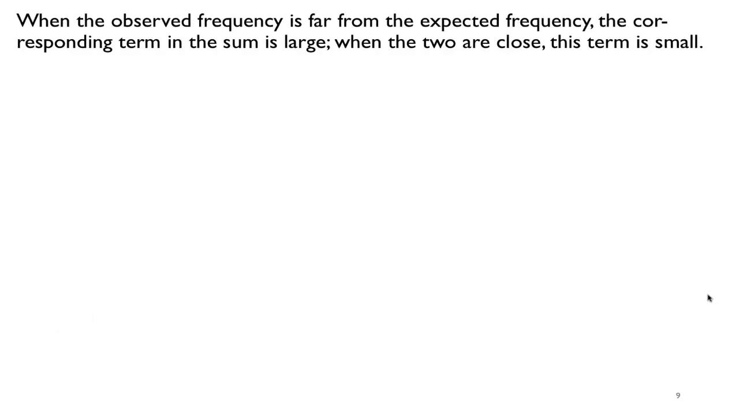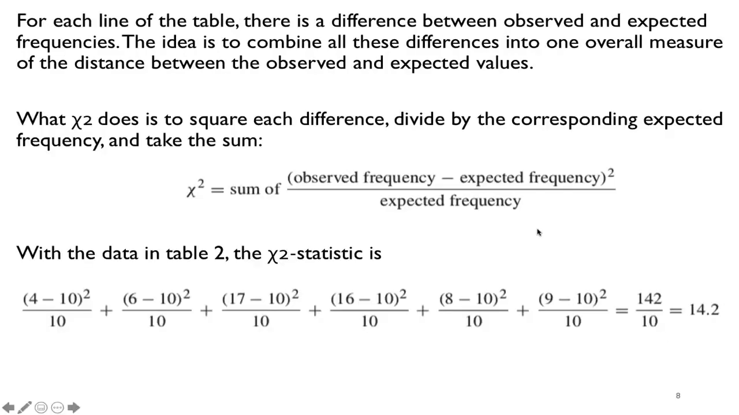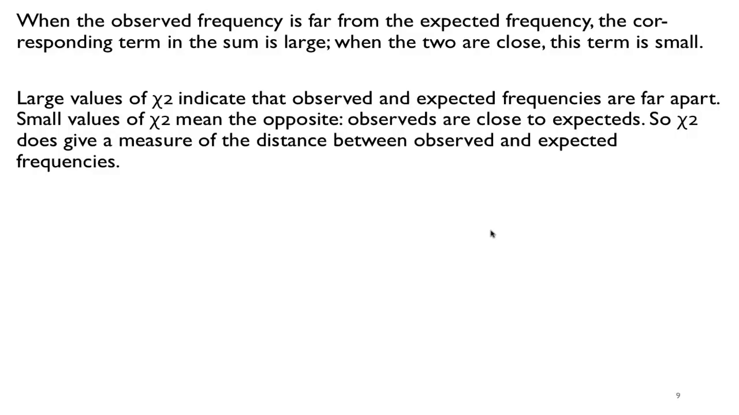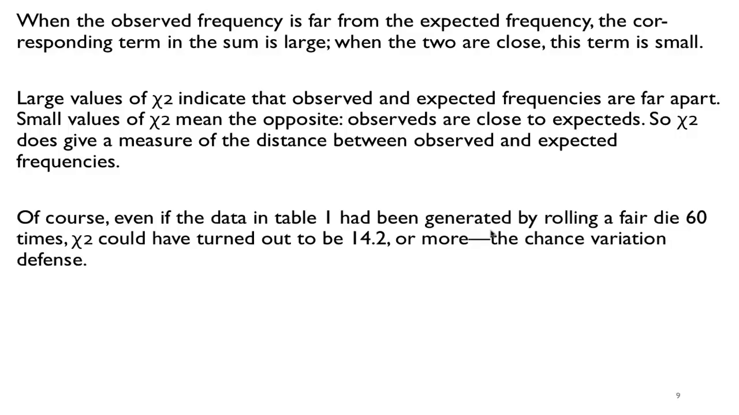So this 14.2 tells you how far away the observed frequency is from the expected frequency. The bigger the sum, the bigger the difference between the expected and the observed. The smaller this answer, the closer they are. And so again, large values of chi-square indicate that the observed and the expected frequencies are far apart. Small values of chi-square mean that the observed and expected are closer, and so chi-square gives a measure of the distance between the observed and the expected frequencies.